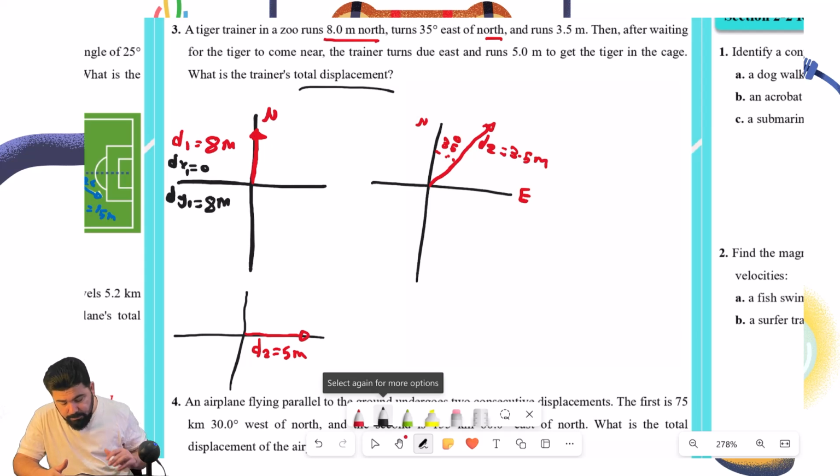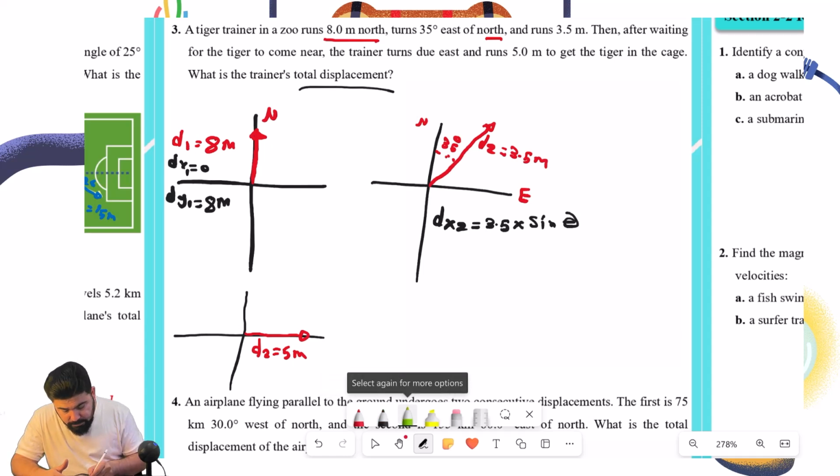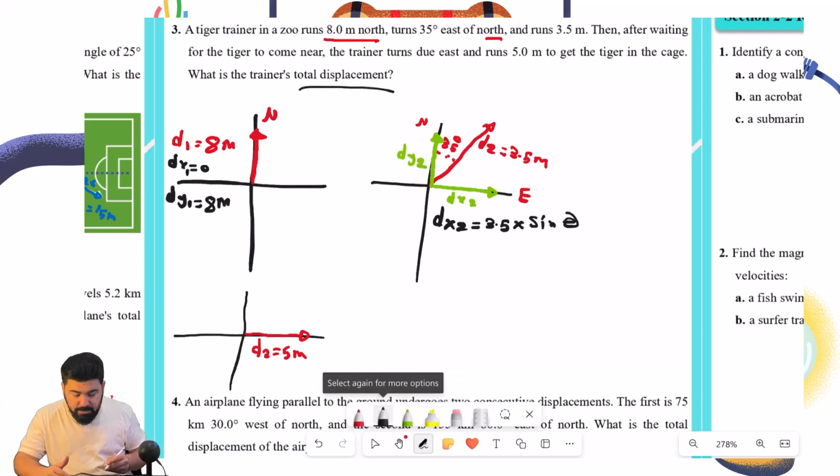For this one, guys, remember, because the angle is made with north, dx2 is going to be sine theta. It's going to be 3.5 multiplied by sine theta. Why? Remember, because this vector is analyzed into 2 components, dx2 and then dy2, like this, guys. Now I know that the angle is made with the north or the y component, so cosine goes with the y component, careful.